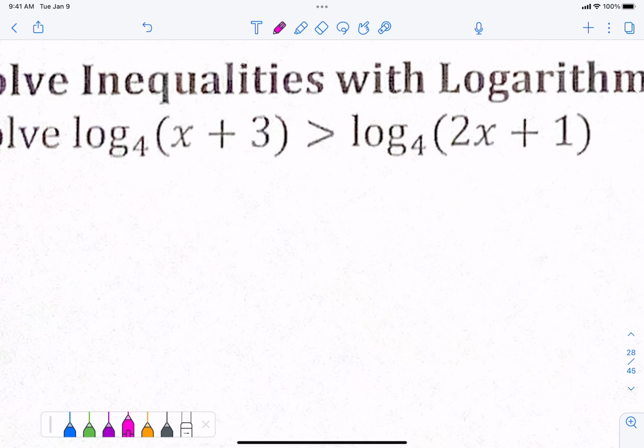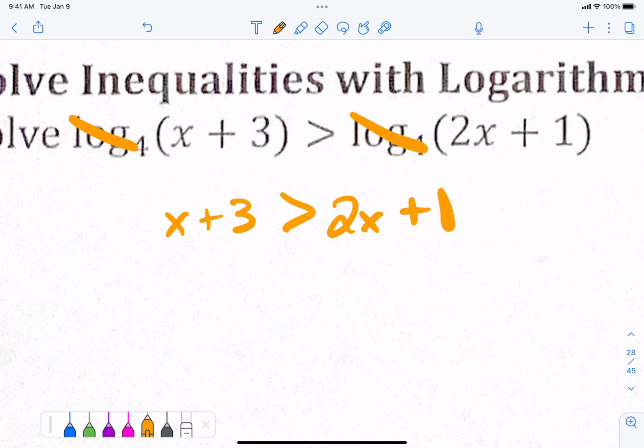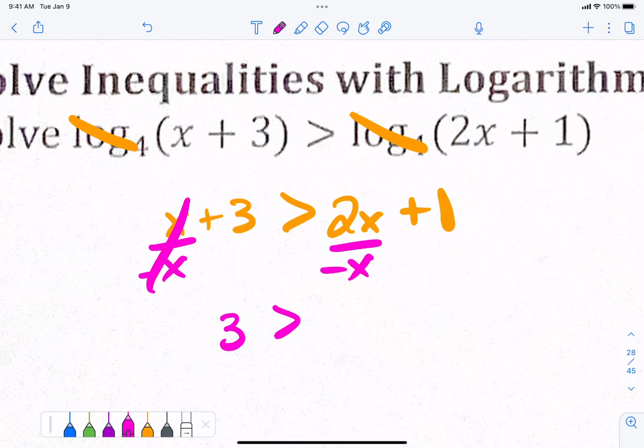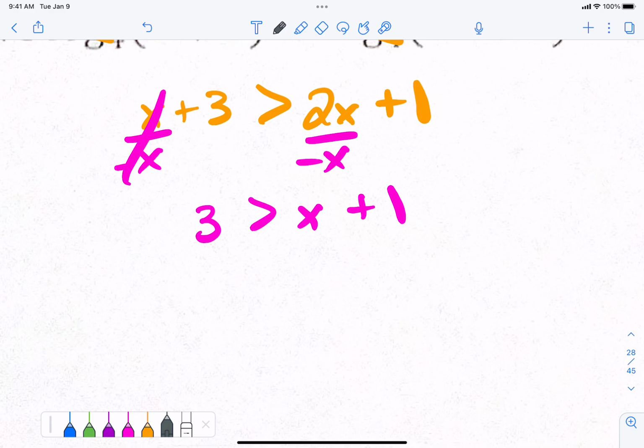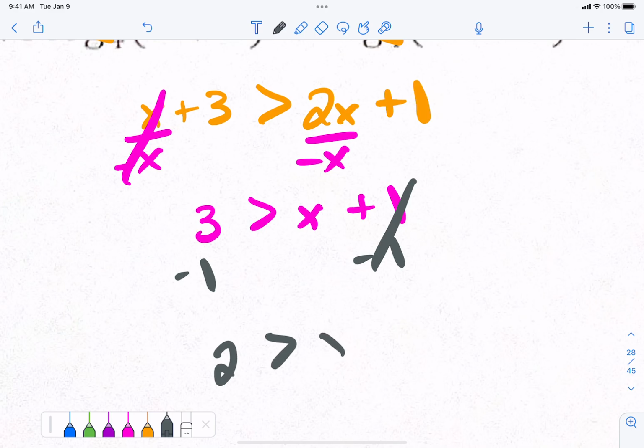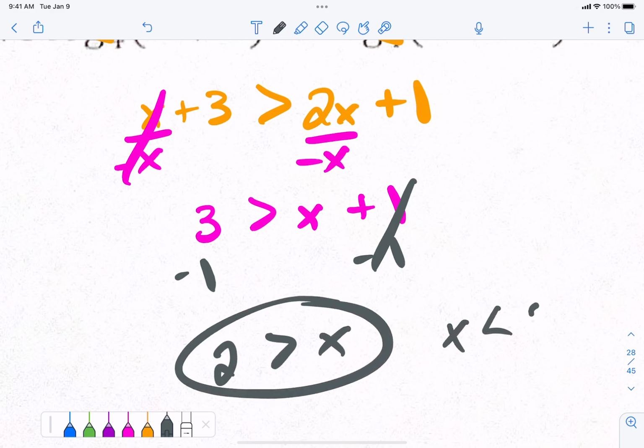Example 4. This is the last one. What would you like to do? Cancel the logs. Exactly. x plus 3 is greater than 2x plus 1. Jack, if you are watching this, do the x's first, please. Let's subtract an x over. 3 is greater than, what's 2x minus x? Just 1x, plus 1. Then minus the 1 to the other side. So 2 is greater than x. Or if you're one of those people, x is less than 2, you can flip it back around. That's how that works.